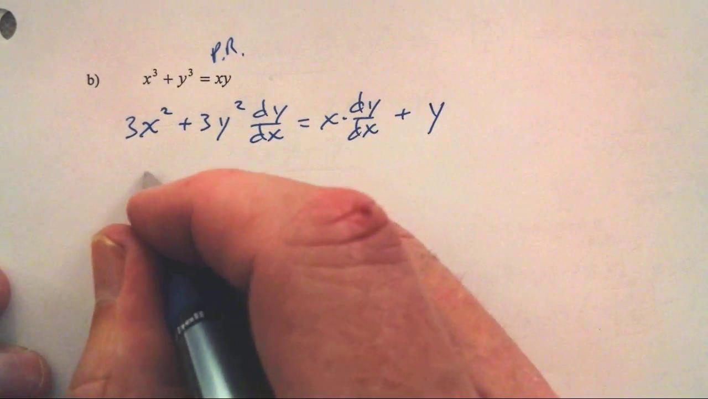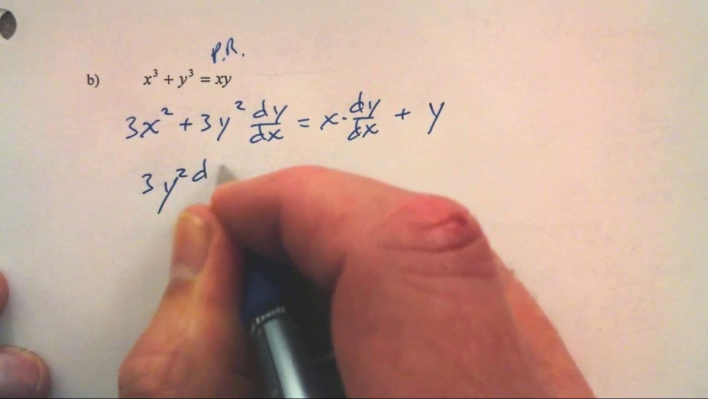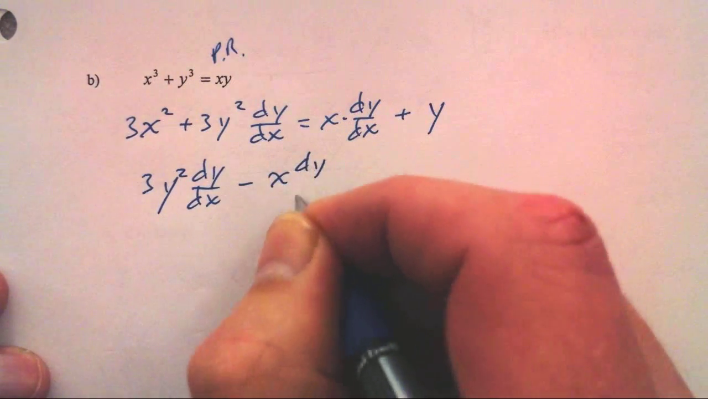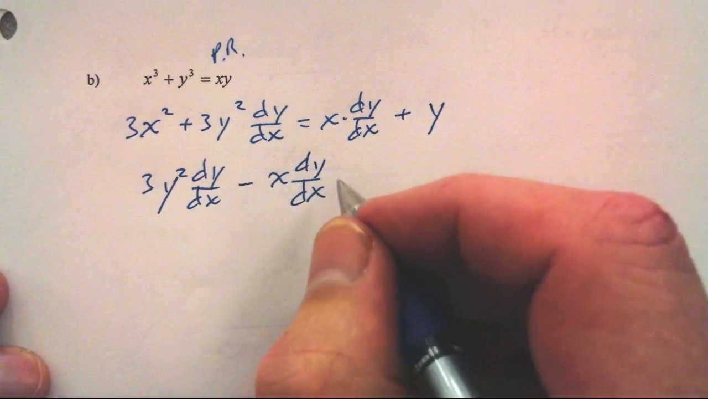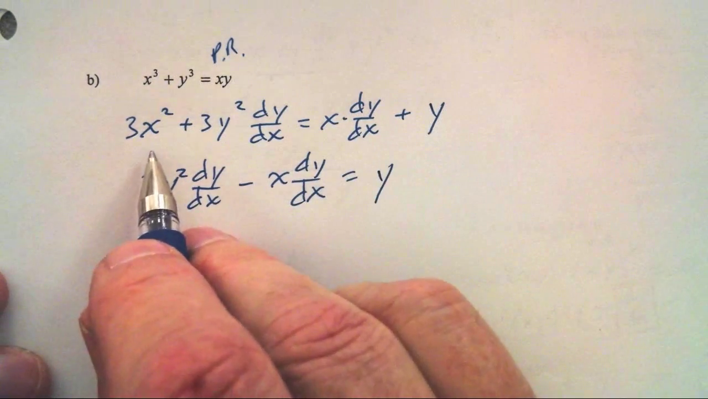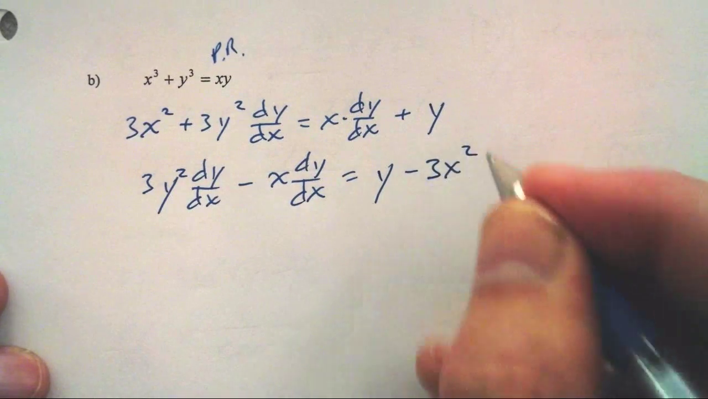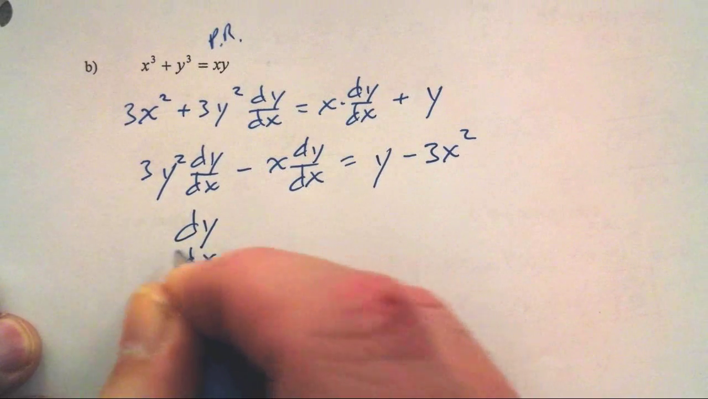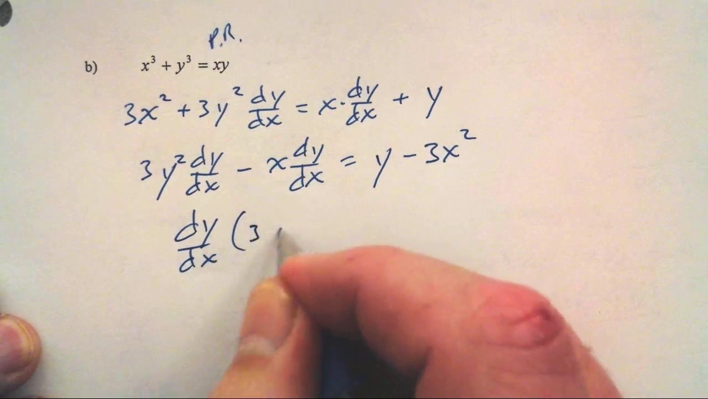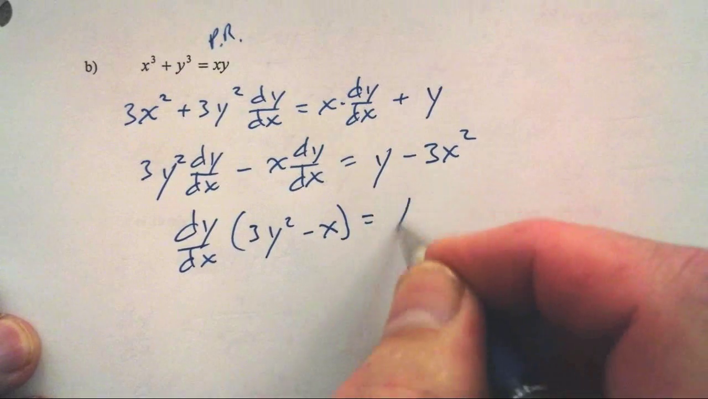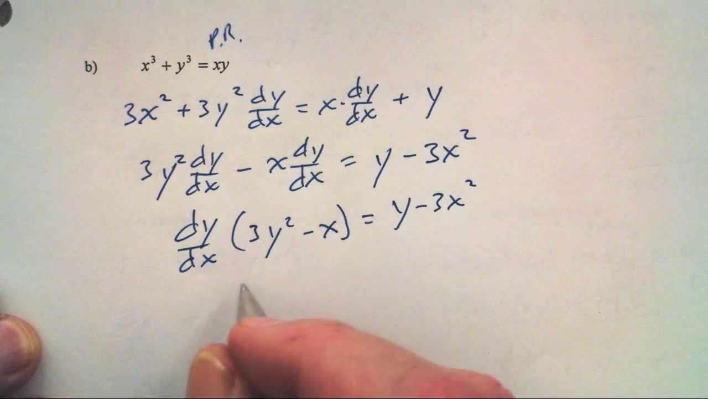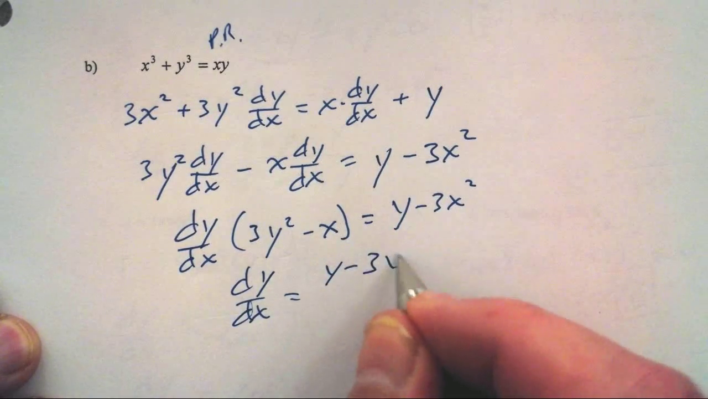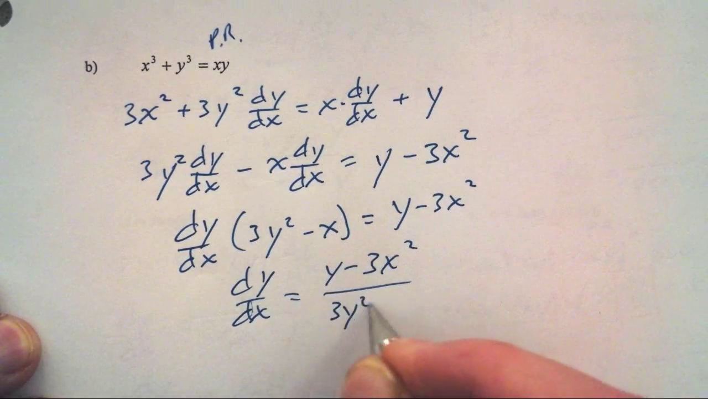Group our dy/dx's. I'm going to leave 3y squared dy/dx over here. I'm going to subtract x dy/dx on both sides. I'm going to leave y over here. I'm going to subtract 3x squared across. And now let's factor out a dy/dx. And I get 3y squared minus x equals y minus 3x squared, and divide: dy/dx is y minus 3x squared over 3y squared minus x.